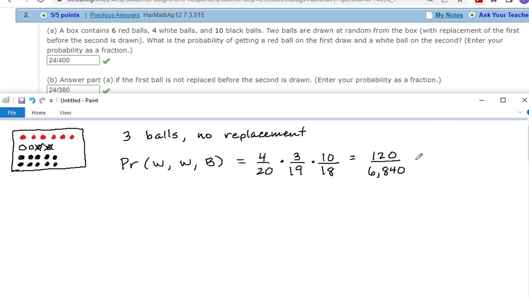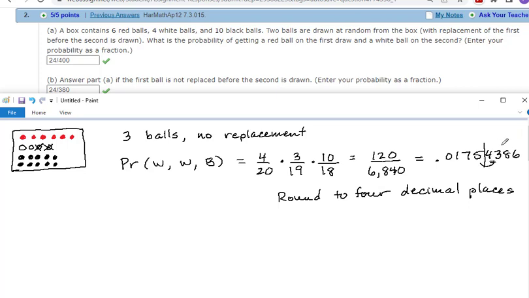6,840. My guess is that at this point in WebAssign, you would be asked to input this probability as a decimal, but then you'd be told to round. So let's say that we're going to round to 4 decimal places. Just read your question carefully to see how many decimal places it wants. 1, 2, 3, 4 would be right here, so the 4 would not cause it to round up. So the probability is 0.0175, about 1 3/4% of the time.